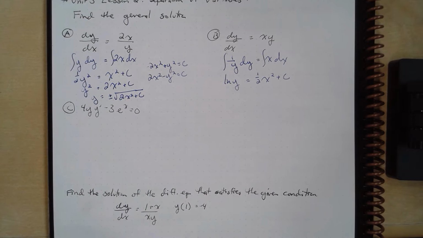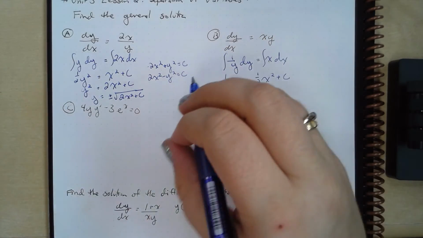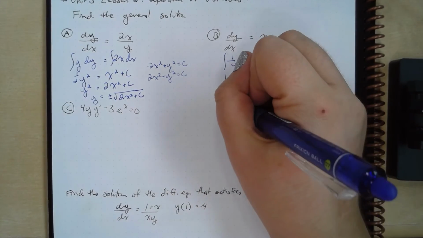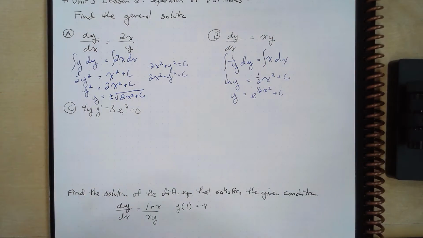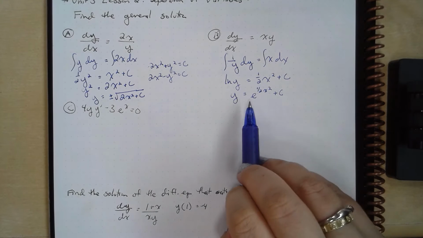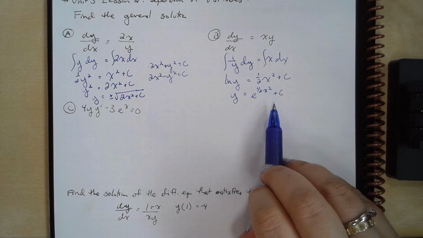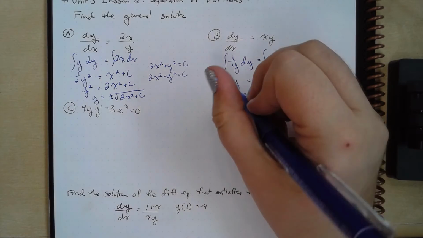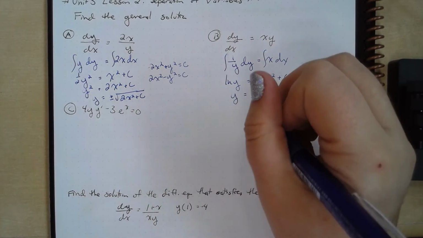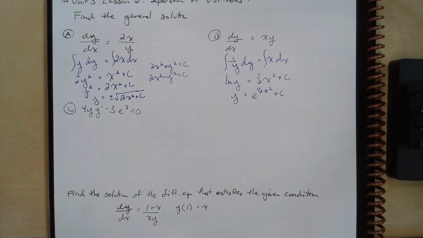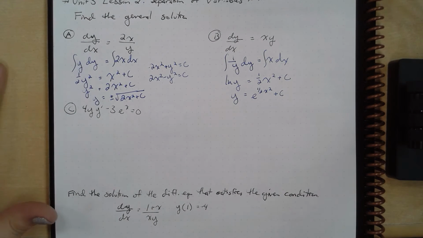Now I like to add my plus c to my x. You could add it to your y. It doesn't really matter. So anyway, if I take this to the e power, I can rewrite this as y is equal to e to the 1/2 x squared plus c. And this can actually be written as, if you took e to the c power, then, oh gosh, hold on. Let me think how I'm going to word this.